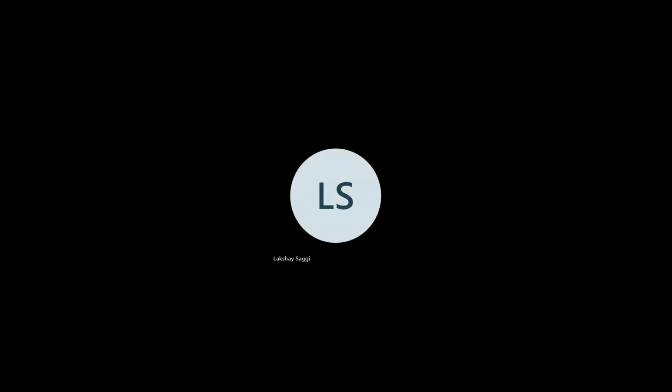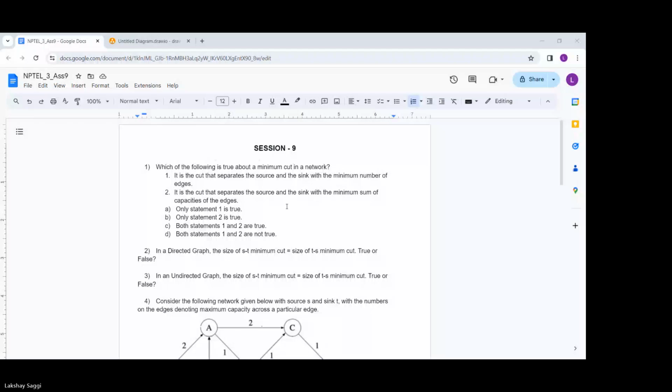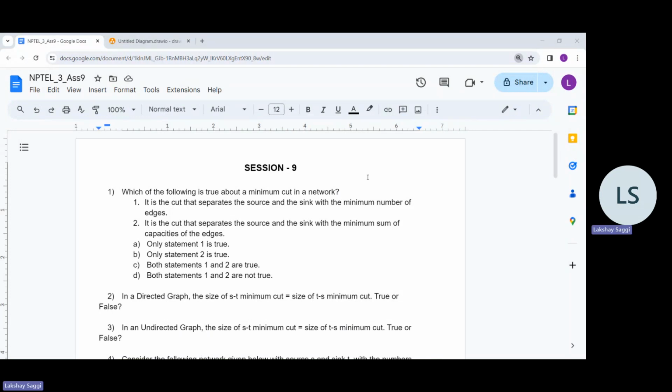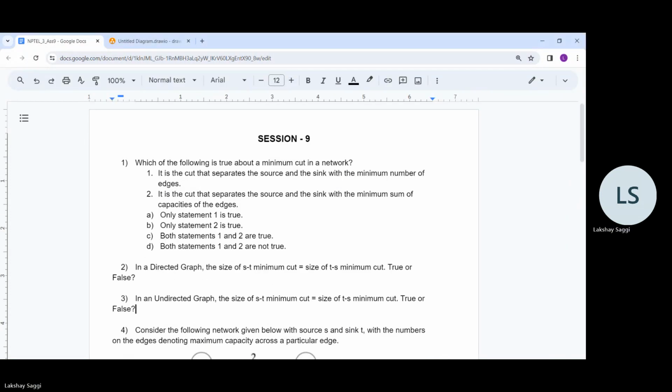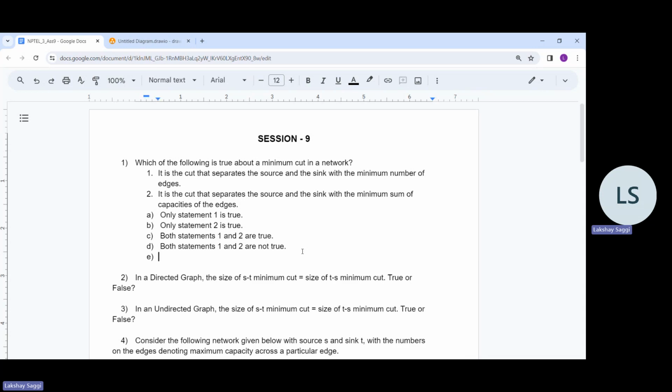So maybe I can share the problems now. Let me just share my screen, guys. Okay, so I hope my screen is visible, because there is no one in person present to give inputs on whether the screen is visible or not. So I'll just be assuming that everyone can see. So I guess we can get started with the problem directly.